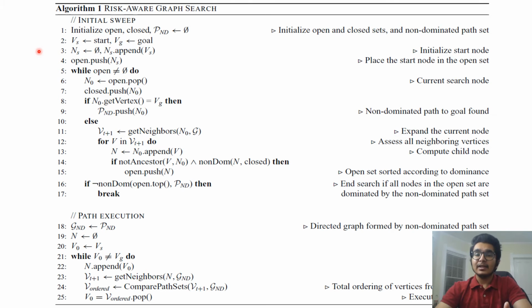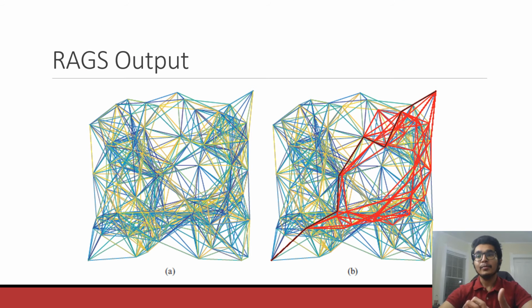Now let's see what this algorithm brings compared to other algorithms. Before moving on to the comparison, let's look at the DIAX output. So on graph A, we can see the edge variances are marked in different colors, and the one with the darker blue represents a lower variance. And on graph B the red color indicates the non-dominated path set, and the black indicates the path selected by the RAGS algorithm. So now let's do a comparison with different types of algorithms.